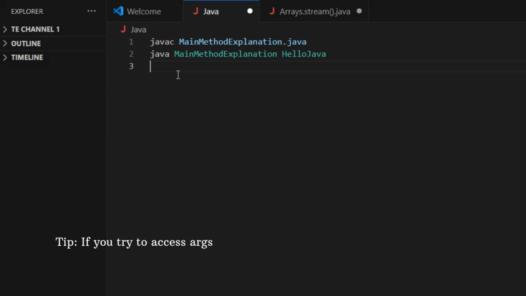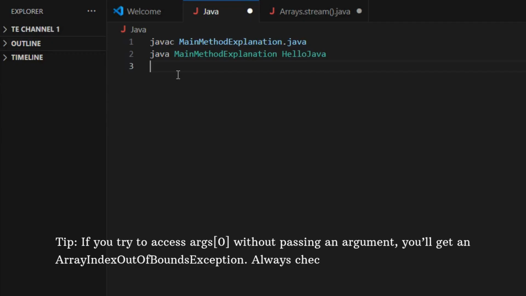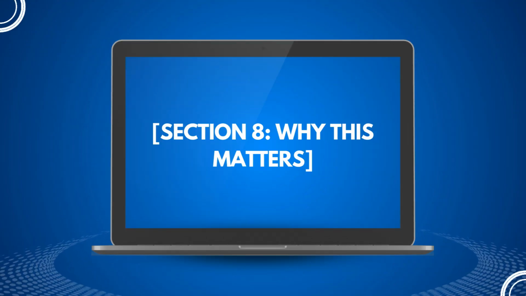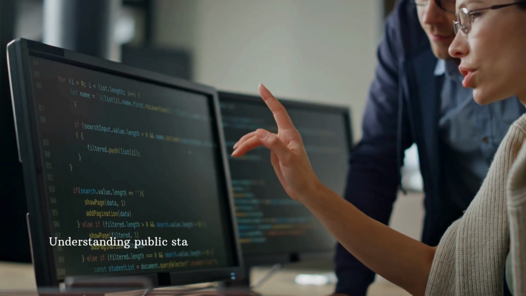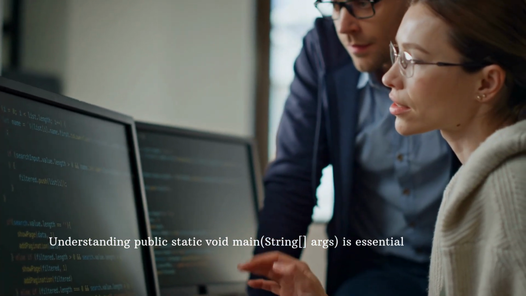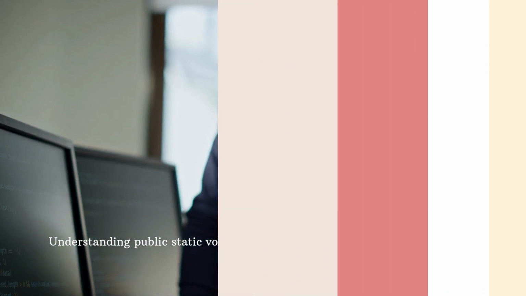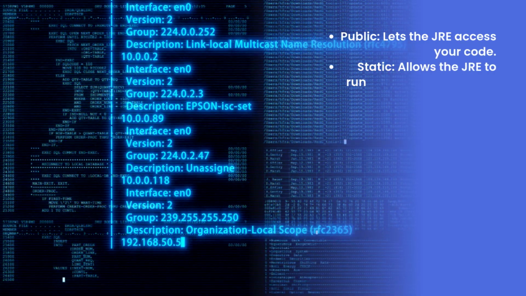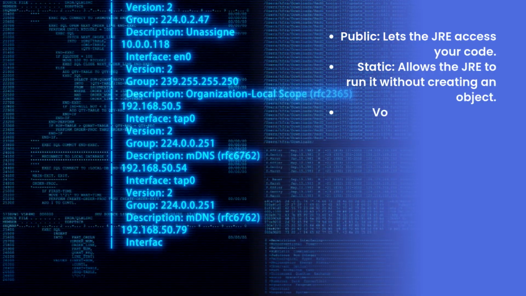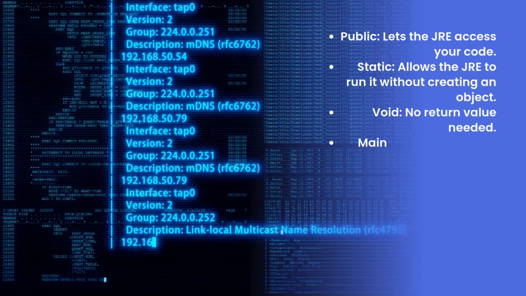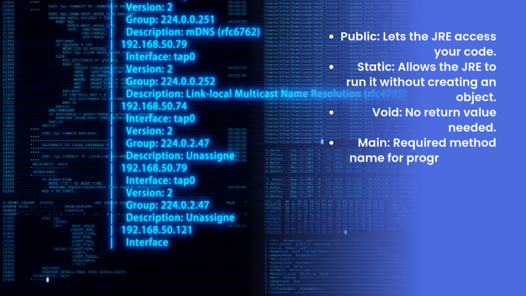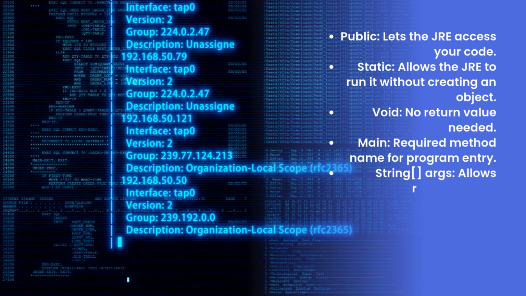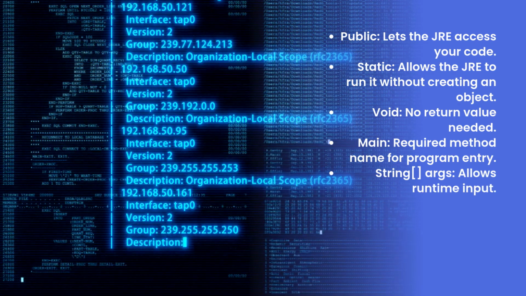Tip: if you try to access args[0] without passing an argument, you'll get an ArrayIndexOutOfBoundsException. Always check or handle input carefully. Section 8. Why this matters. Understanding public static void main(String[] args) is essential for any Java developer. Public lets the JRE access your code. Static allows the JRE to run it without creating an object. Void, no return value needed. Main, required method name for program entry. String[] args allows runtime input.